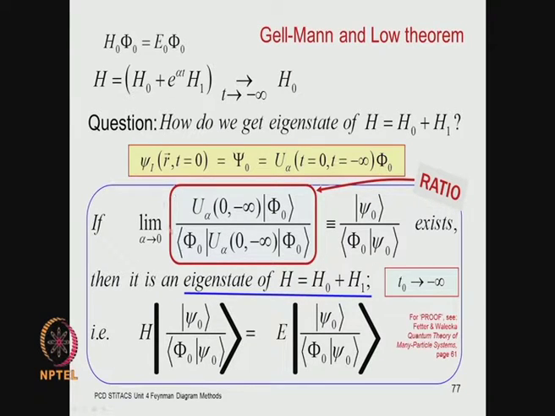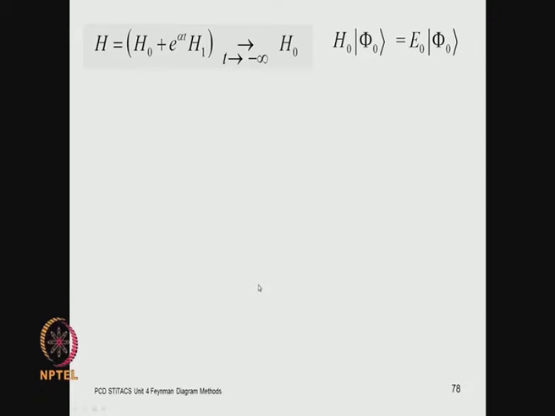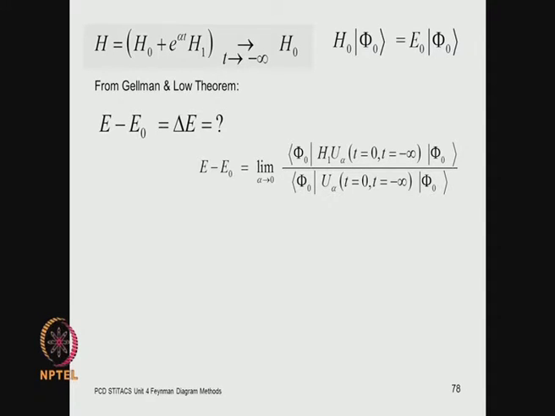It tells us that if this limit exists, the limit of the ratio, the limit as alpha tends to 0, and it does not worry about whether the limit of the numerator and the limit of the denominator exists independently. They may have certain divergences which may cancel each other, but then if this ratio has got a well defined limit, then this theorem tells us that it will be an eigenstate of the full Hamiltonian.